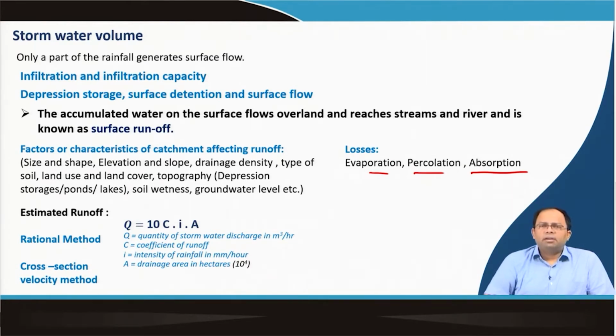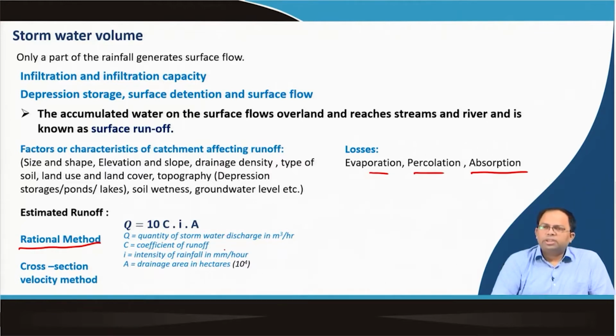So, how do I estimate runoff? If you remember from water supply, we have learned the use of the rational method, and we have used this rational method to determine the amount of runoff. If you remember the formula, it was Q equal to CIA by 360, where we were determining the quantity of stormwater discharge, or the quantity of runoff, in meter cube per second. Over here, Q is the quantity of stormwater discharge in meter cube per hour. So, that is why it is Q equal to 10 into C into I into A.